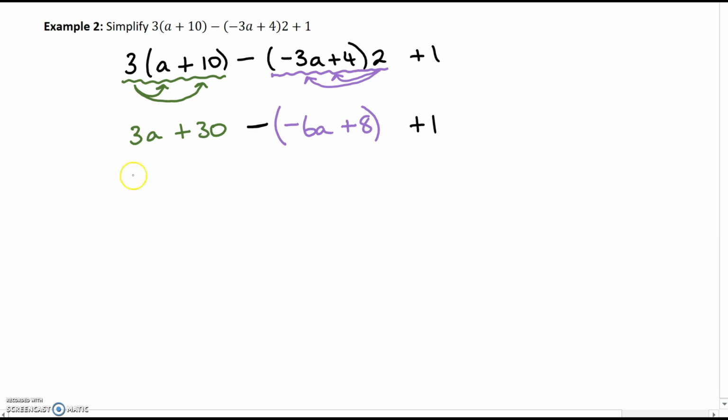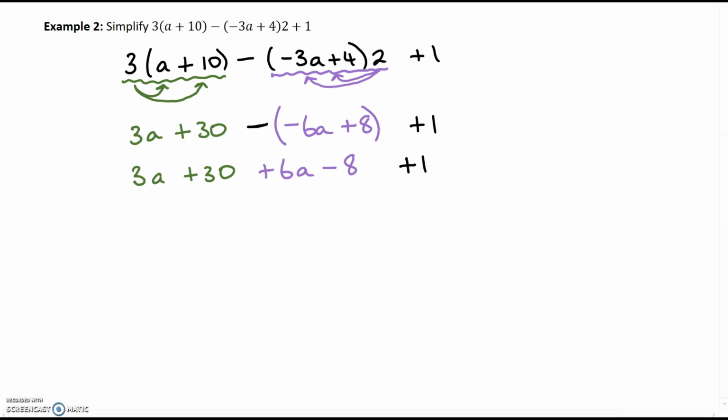We're going to keep the 3a plus 30. And now we're going to throw away this minus sign, remove the parentheses, and change all the signs inside. So throw that away, get rid of the parentheses, change the minus 6a to make it plus 6a, and change the plus 8 to make it minus 8. The plus 1 wasn't in the parentheses, so it's not affected. The plus 1 stays plus 1.